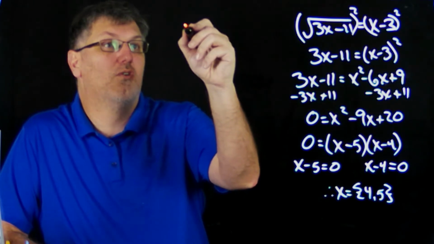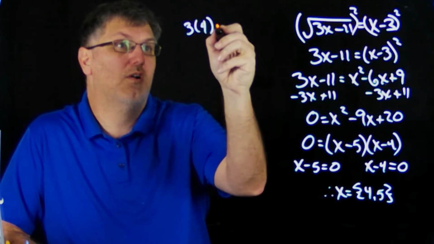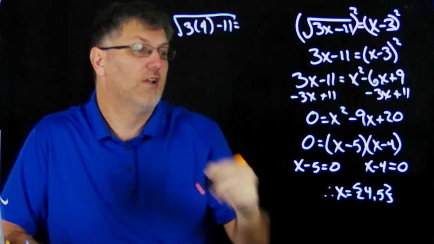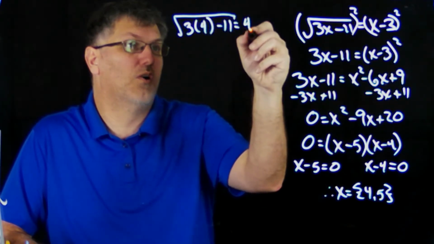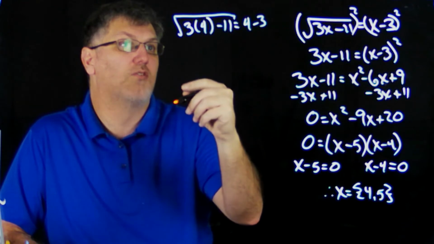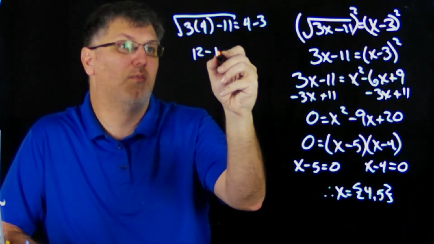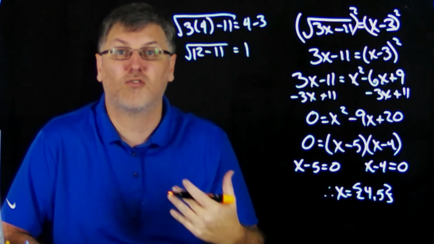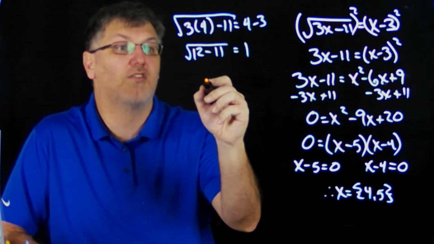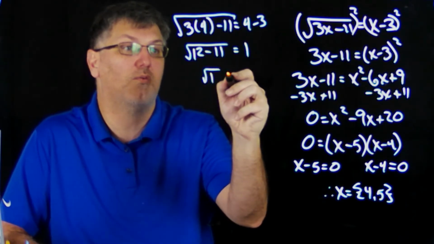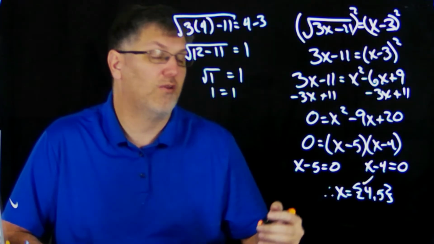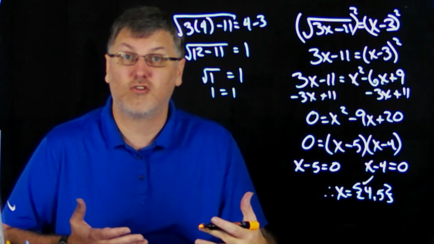So we're going to do the square root of 3 times 4 minus 11, and that should equal 4 minus 3. Well, 3 times 4 is 12, so I have 12 minus 11. We're going to take the square root of that, and that's got to equal 1 for it to be a solution. In this case, 12 minus 11 is 1, the square root of 1 equals 1, which gives me 1 equals 1. So 4 actually works. So 4 is an actual solution to this problem.